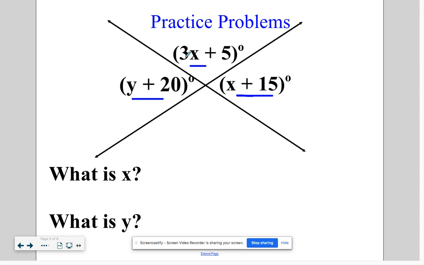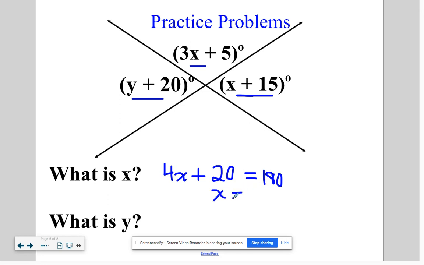So I'll just add the like terms together. 3x plus x is my 4x. This is not the best drawing tool in the world, but here we go. Then we got 5 plus 15 is 20. So I'm just adding those two expressions together. But I know they're a linear pair, so they're supplementary, and they equal 180. So 4x plus 20 equals 180. I'll subtract 20 to get 160, and then divide by 4 to get my 40. So x should be 40.